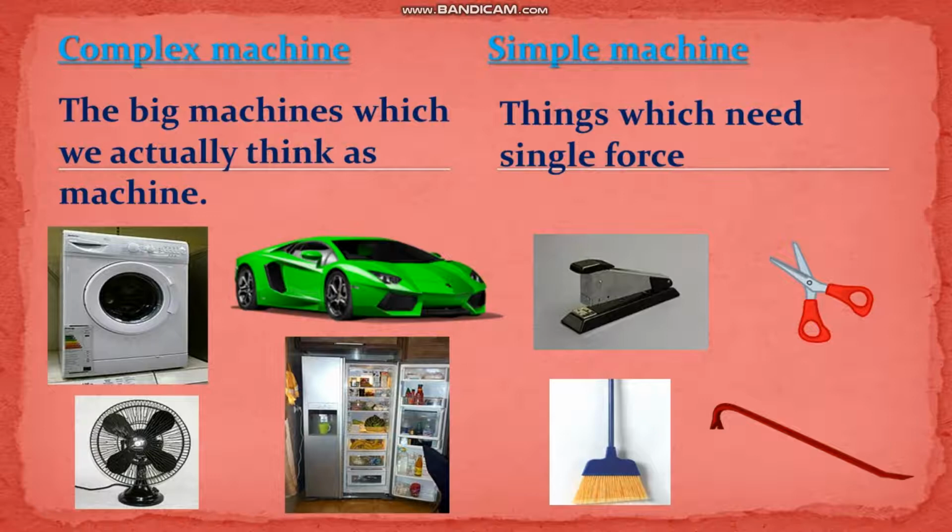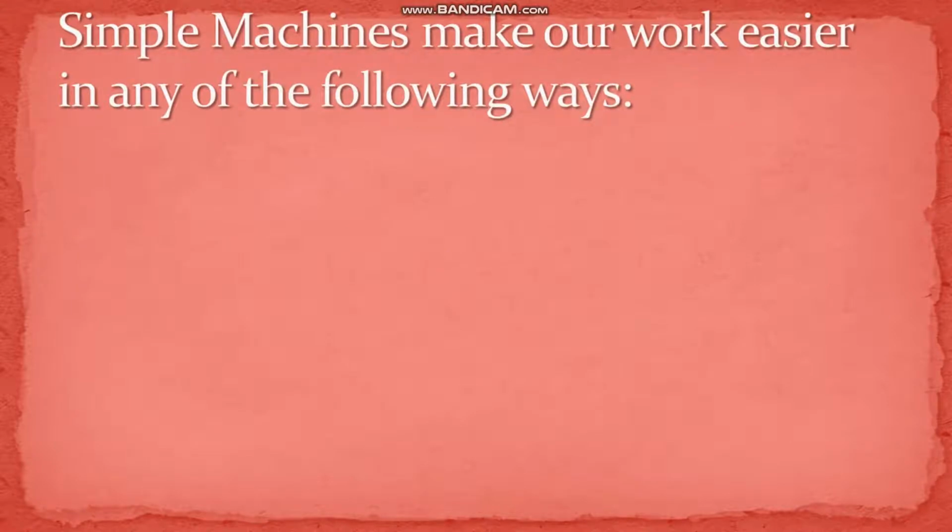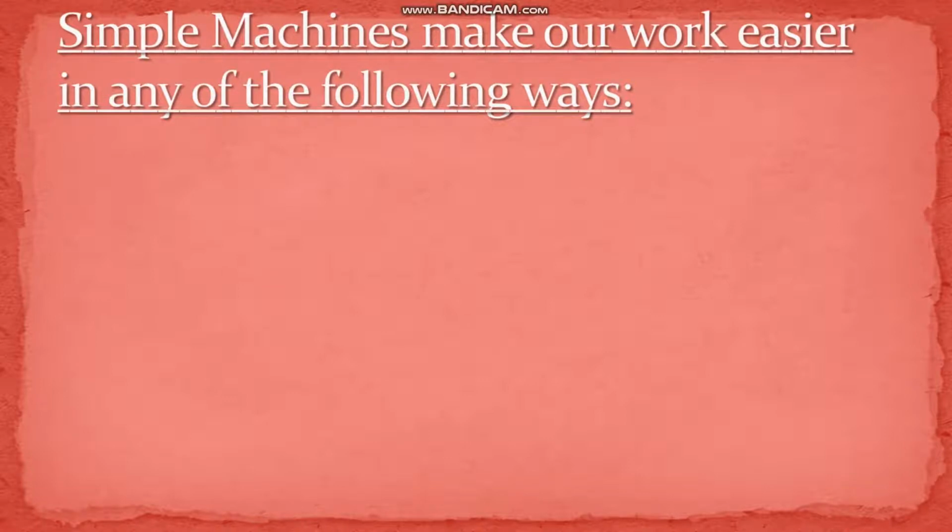A simple machine is basically a mechanical device that makes our life easier. If a force is applied at one point, the simple machine transmits it to another point. So that is the work of a simple machine. In this lesson, we will learn how simple machines make our work easier. What are the ways they make our work easier?